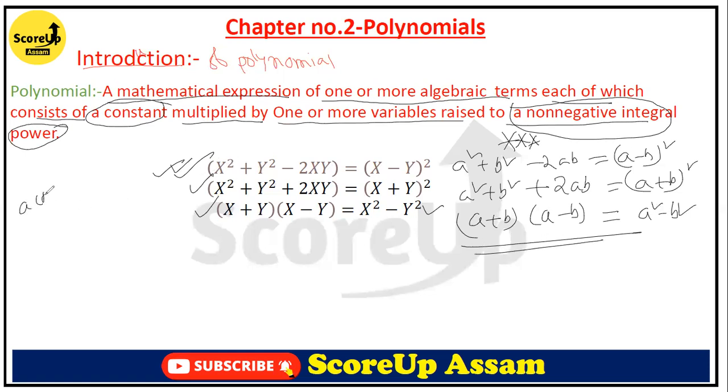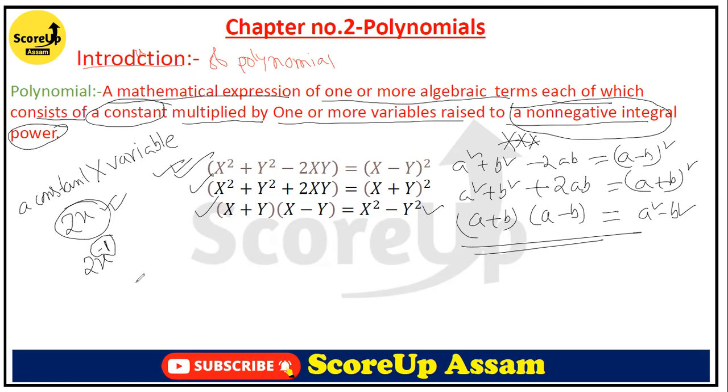A constant multiplied with a variable. Suppose 2 is a constant and x is a variable, so this is a polynomial. What about this? Suppose I write it like this, it's not a polynomial, because we say a constant multiplied by one or more variables raised to a non-negative integral power. Here it is not non-negative, it is a negative integral power.